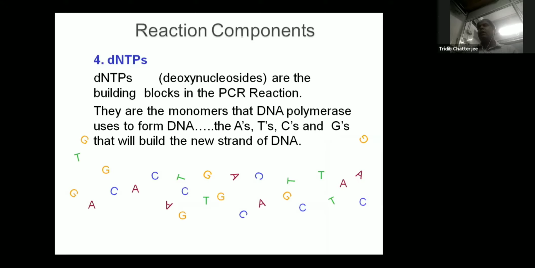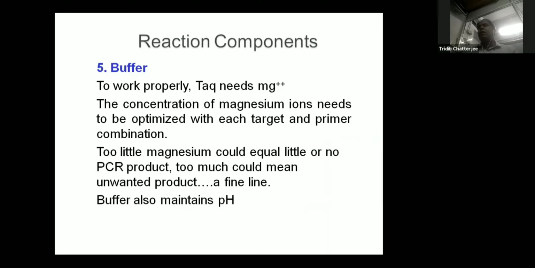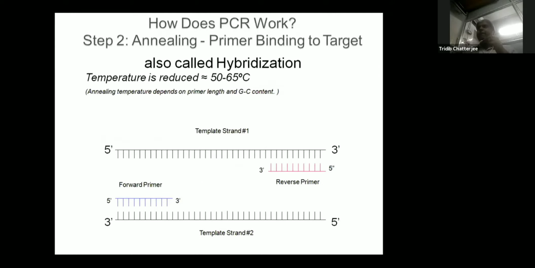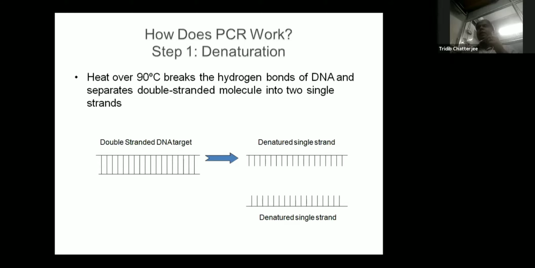A, T, G, and C. The each magnesium ion. The double hydrogen bond between A and T and the triple hydrogen bond between G and C is broken, and once it is broken, the double stranded DNA becomes single stranded. Now, once the DNA becomes single stranded, the denaturation of the DNA, that is what your denaturation temperature should be.